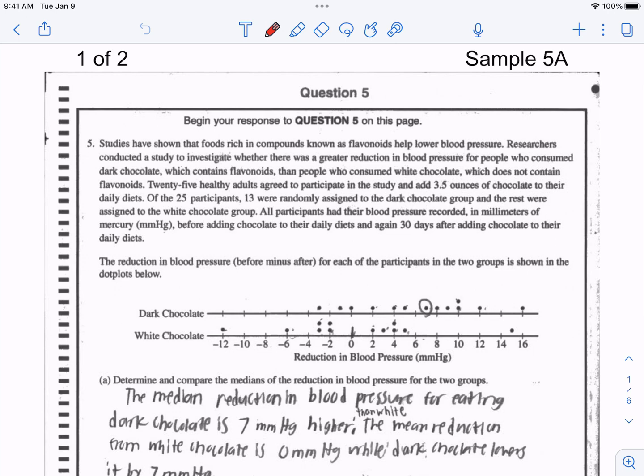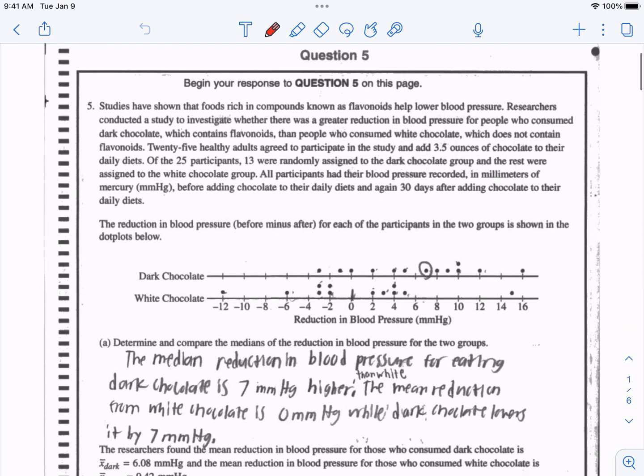So to start out with, assuming you've already read through this problem, you should hopefully have some familiarity. So the very first part, I'm going to try to do this in a sort of a checklist fashion. For part A, the students were supposed to determine and compare the medians of these 2 groups. So the very first thing that they should do is calculate the medians correctly. The medians are 7 and 0.